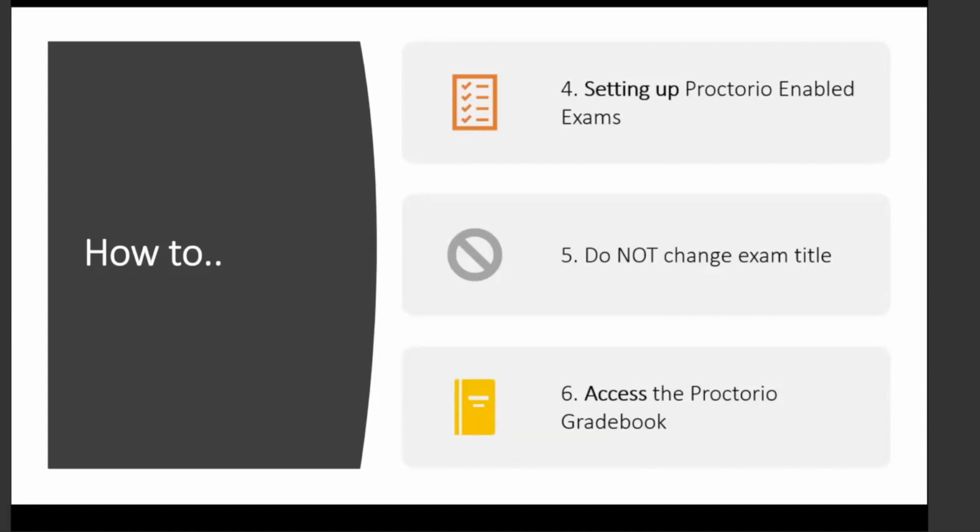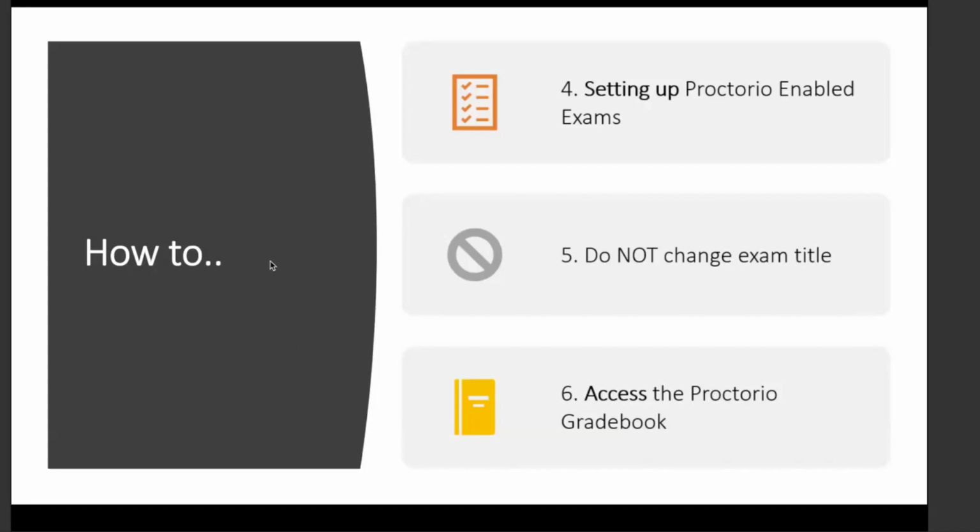They also said you can always make an exam copy and modify that title. You can make a copy of the exam, then modify that copy. All right, number 6, access the Proctorio gradebook.